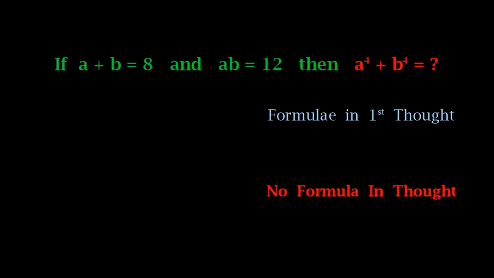Look at this problem. Here the value of a plus b is 8, just like the previous one, and ab is equal to 12. That is the slight change in this problem, and our target is to find the value of a to the power 4 plus b to the power 4. So as we learned earlier, we need to split this one, even though right now no formula appears in our mind. After we split it, we may have some formulas in our thoughts. So let's see what's going to happen.